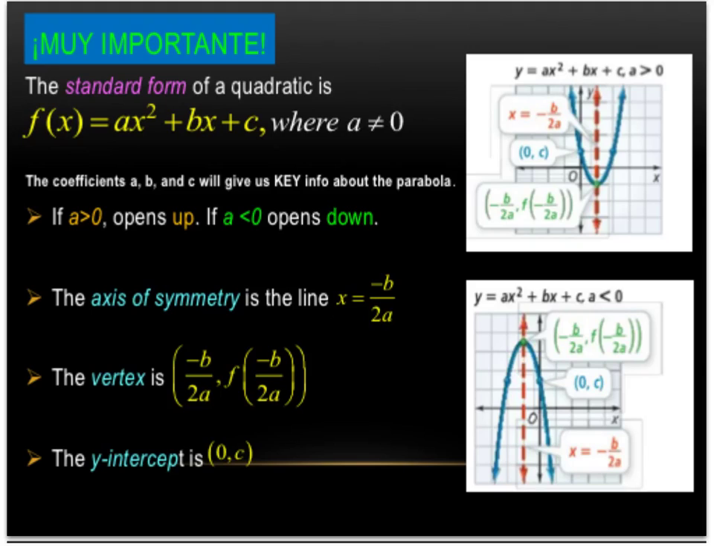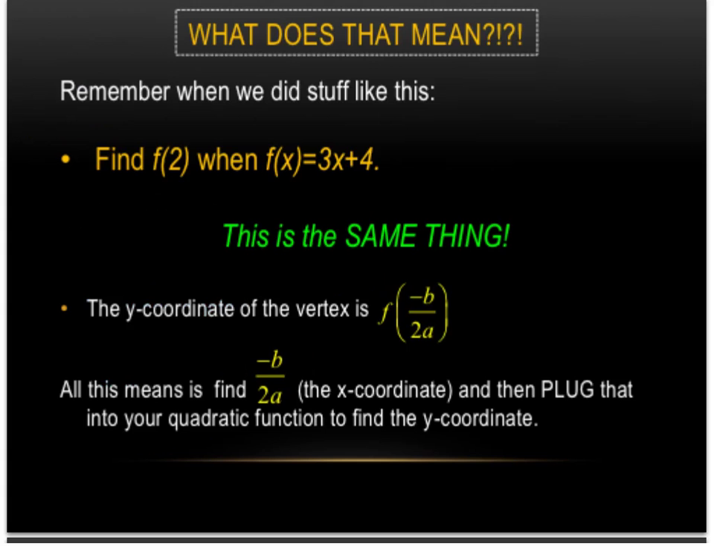And our y-intercept is still, think about y-intercept. Y-intercept is what happens whenever x equals 0, right? So if I plug in x equals 0, I'm going to get c. So that's going to be a nifty point if we can use it to graph. Alright, so now we're going to talk about what f of negative b over 2a means.